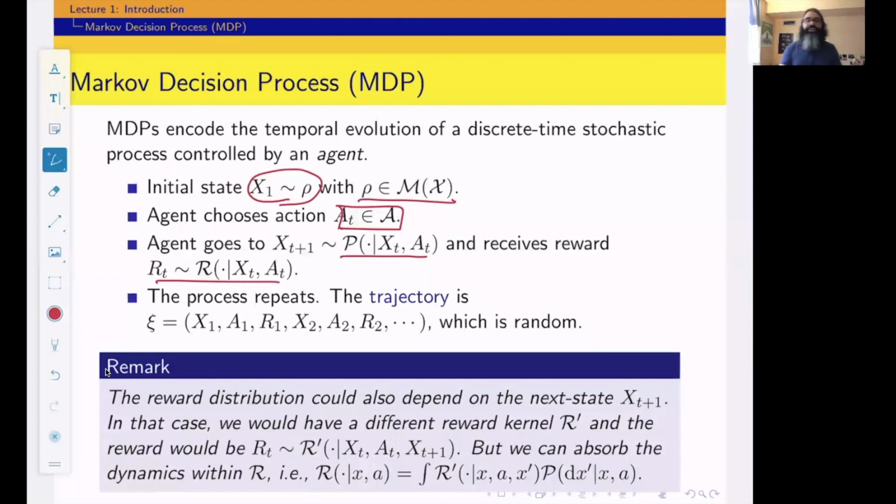And in general, this trajectory is random if P and R, and also the action selection mechanism, have a random part in them. Yeah, so is this clear?